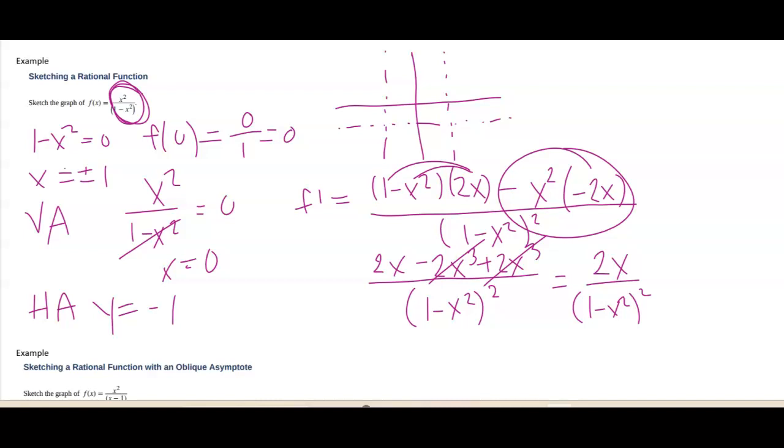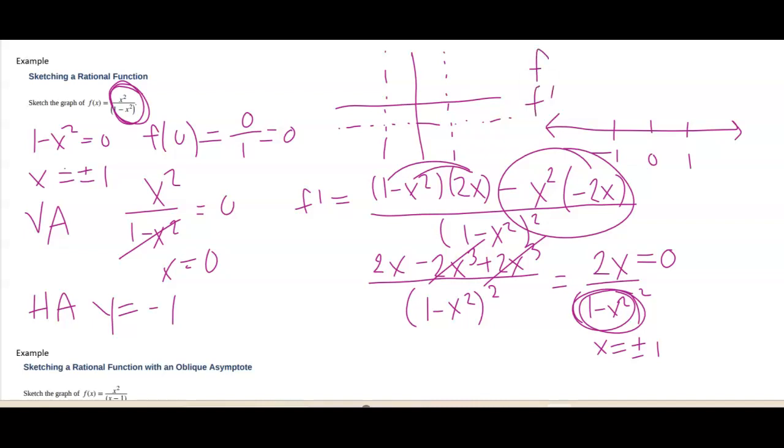Now remember, critical points are where my derivative is 0 or undefined. So undefined, I'm still going to use x equals plus or minus 1 in my number line that I do here, but then also for equal to 0, that's just the top, so x equals 0. So let's go ahead and put those in. So negative 1, 0, and 1, f prime, and f.